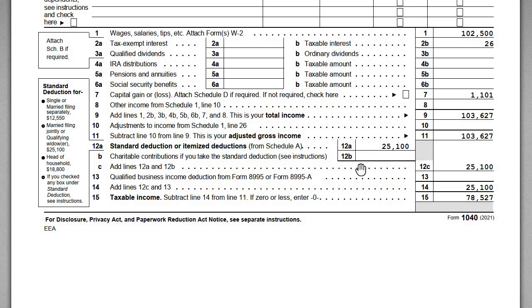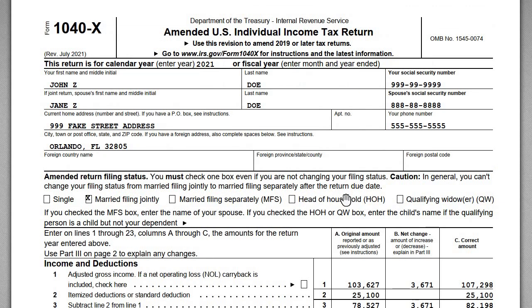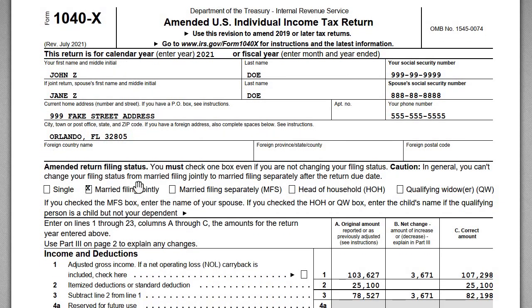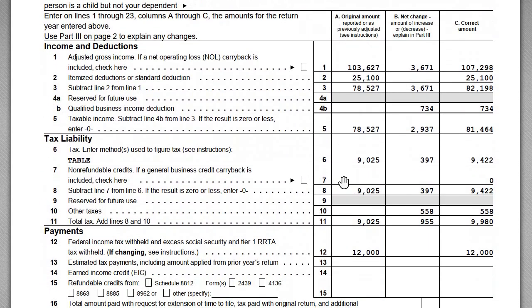Okay, now let's look at how all this meshes on the 1040X. Here's the layout of the 1040X, right? So we have the same information on the taxpayers up here, right? Married filing joint, John and Jane. And the way this is broken out, we have three columns. So we have the original amounts, the change, and then the correct amounts. The original amounts should be traceable to the originally filed return.